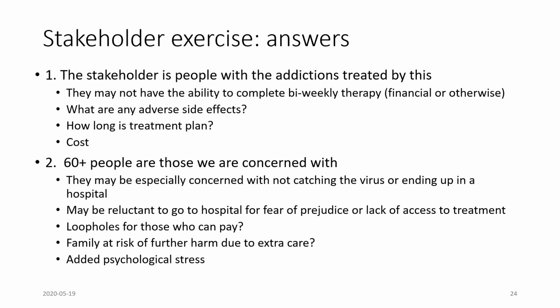And then for the second example, the people that we're concerned with specifically here would be the people in the 60+ category. There would be other stakeholders in this situation, but these are the people that we are concerned with. These people may be especially concerned with not catching the virus or ending up in a hospital for another reason if they aren't going to have access to ventilators or to specific care. And they may be more reluctant to go to hospitals for fear of prejudice or lack of access to treatment. So all these kinds of fears could be drummed up by this particular policy.